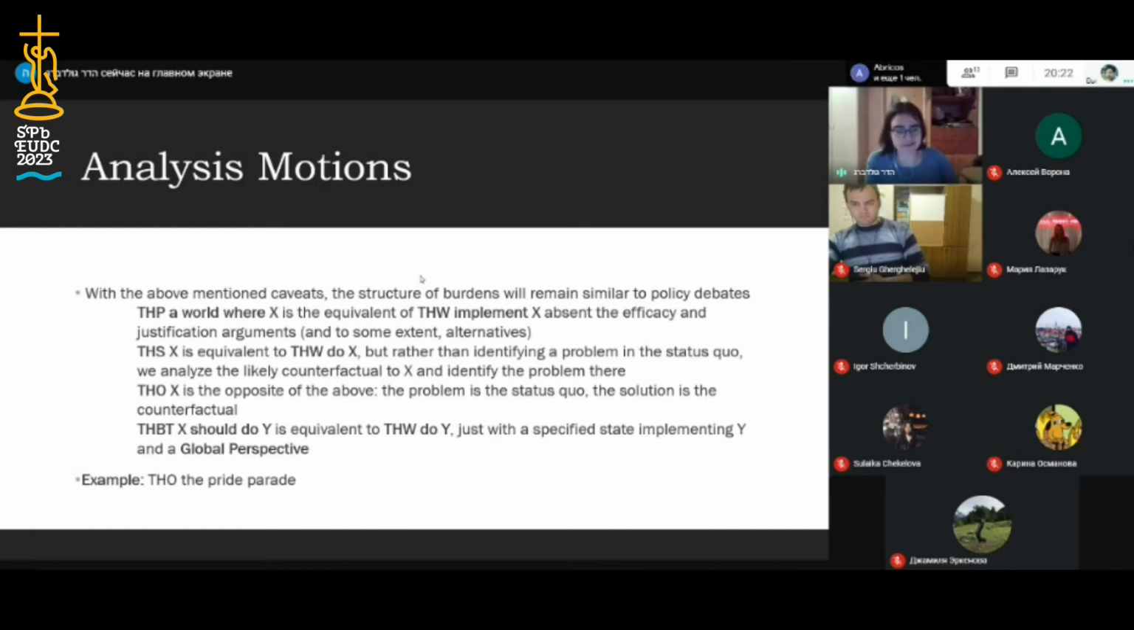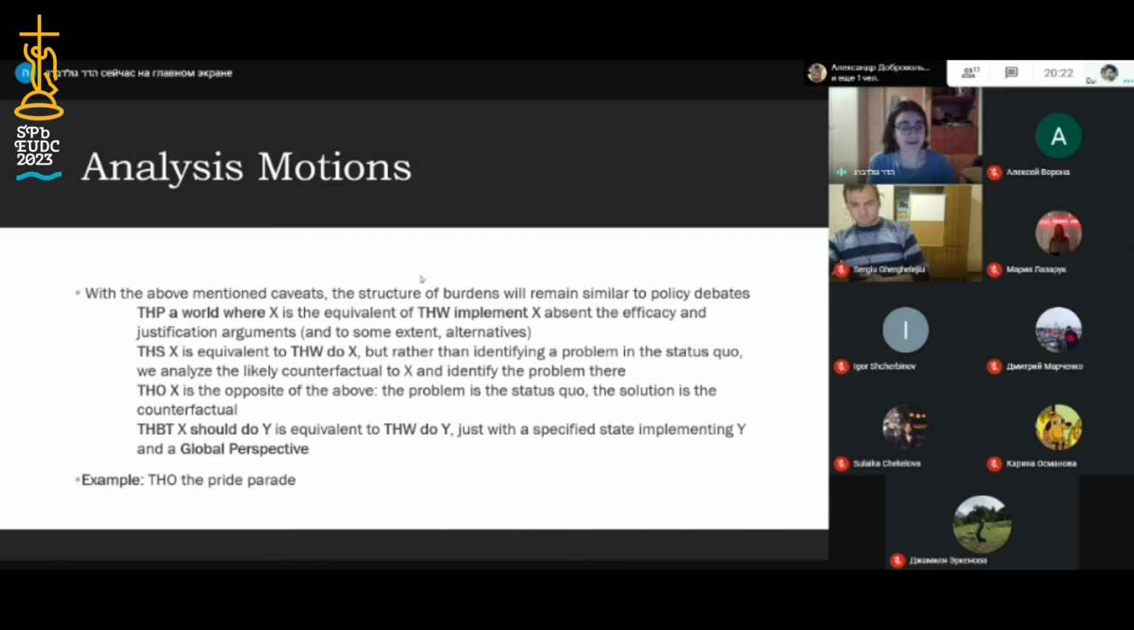And in this house believes that X should do Y, this is a classic example of what we call policy in a disguise of analysis. It is almost identical to the motion this house would do Y. So this house believes that the US should invade Syria is almost the same as this house would invade Syria. The only difference is the actor implementing the motion is a specific state.